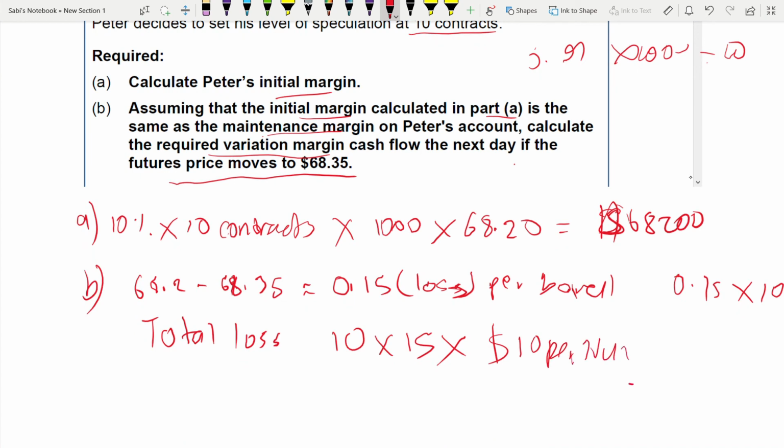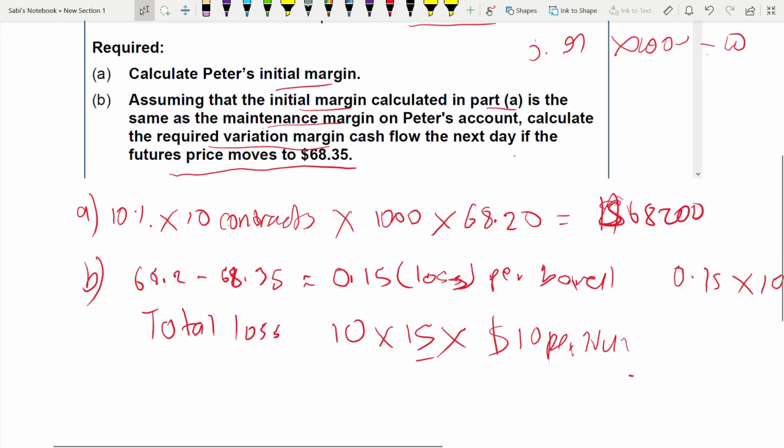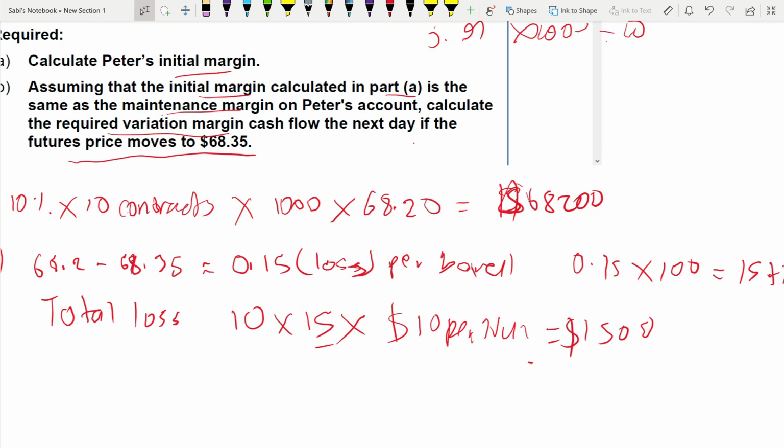Already you have multiplied it with 15 ticks. 0.01 per barrel. There are 1000 barrels. That's why you need to multiply the 1 cent, that is 0.01 by 1000. That's how you are getting 10. That is the tick size that you are getting. So the total loss is 1500. This is the total loss. And if you see, your initial margin is 68,200. So from the 68,200, this 1,500 will be deducted. That means it will fall below 68,200. But they told you your maintenance margin is also the same, 68,200. So again you need to pay 1,500 so that it becomes 68,200.